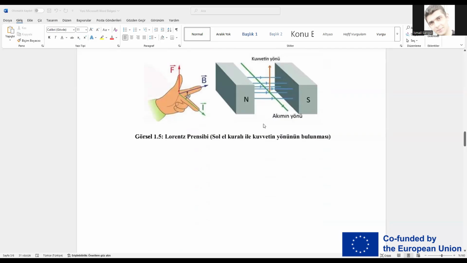The fifth figure is the Lorentz principle. The Lorentz principle explains the torque generation in motors. A conductor carrying current in a magnetic field experiences a force. The direction is given by Fleming's left-hand rule: the thumb for force, the index finger for field, and the middle finger for current. In motors, rotor windings carry current that, when placed in the stator field, experience a force causing the rotor to rotate.